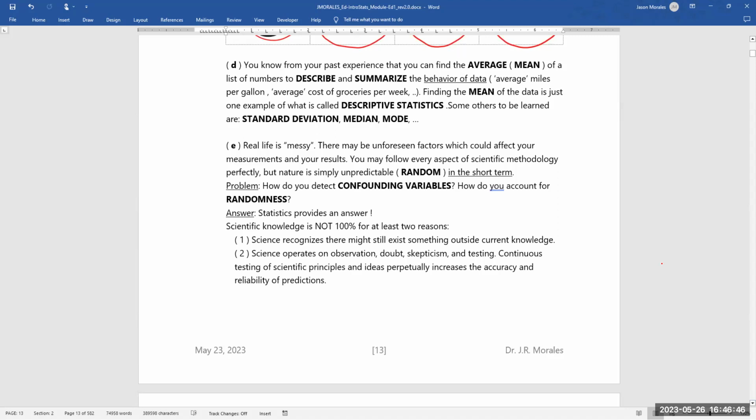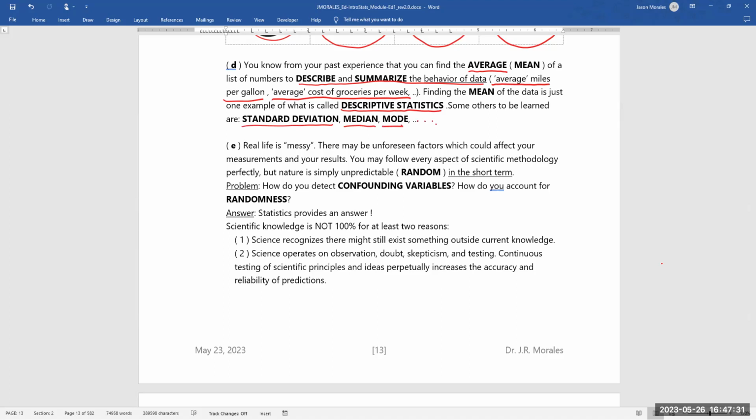You know from past experience that you can find the average of a list of numbers to describe and summarize the behavior of data. For example, if you drive a car or you're familiar with cars in general, cars have an average miles per gallon rating. If you go to the grocery store and buy groceries, there's an average cost of groceries per week. Finding the average or the mean of the data is just one example of what is called descriptive statistics. Some others to be learned are standard deviation, median, and mode.